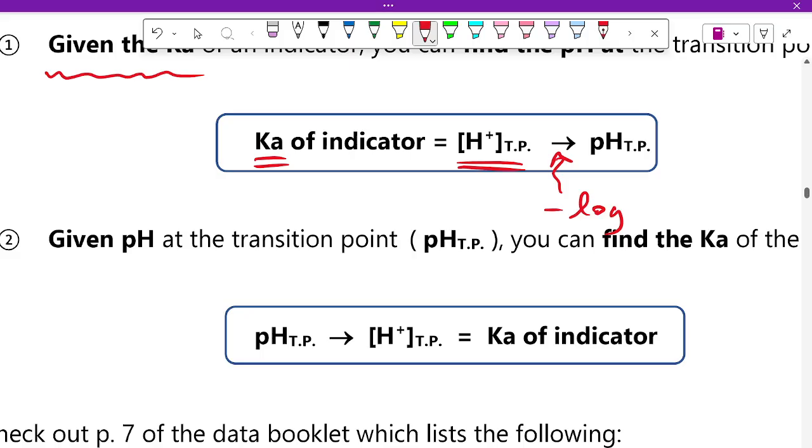If you know the pH at the transition point, then you can go backwards and say, I know the pH, I can convert that into H plus, right? How do you do that? Yeah, 10 to the negative pH. And you find your hydrogen ion concentration, and then you know the Ka of the indicator.